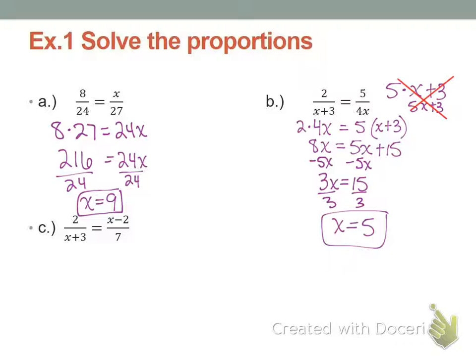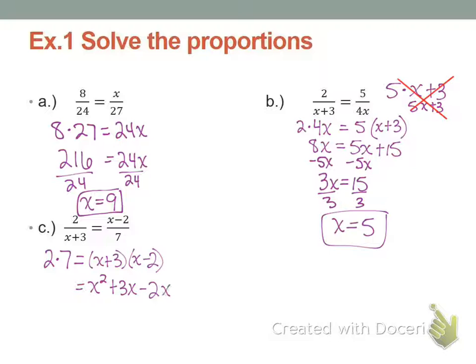All right, letter C is going to be the trickiest of them all. Easy part is taking 2 times 7, no big deal. But now for our other cross product, what symbols do you think I'm about to put in there? Parentheses around everything. X plus 3 times x minus 2. How in the world do we handle that? Detriana? I put x squared plus 3x minus 2x minus 6.